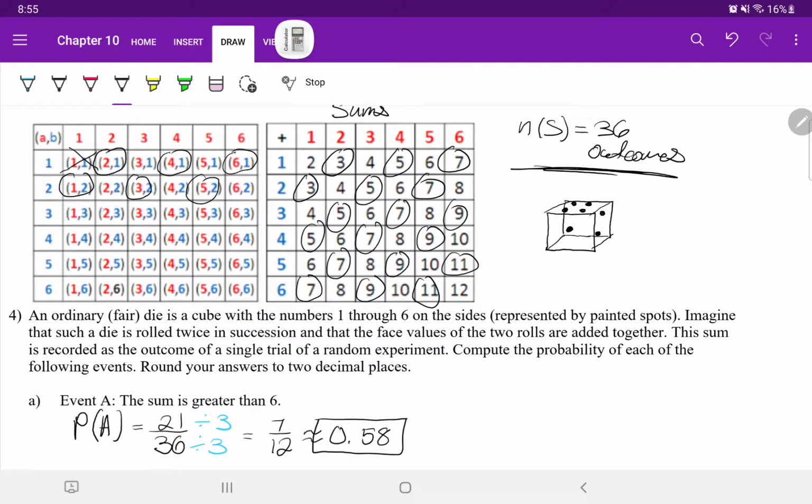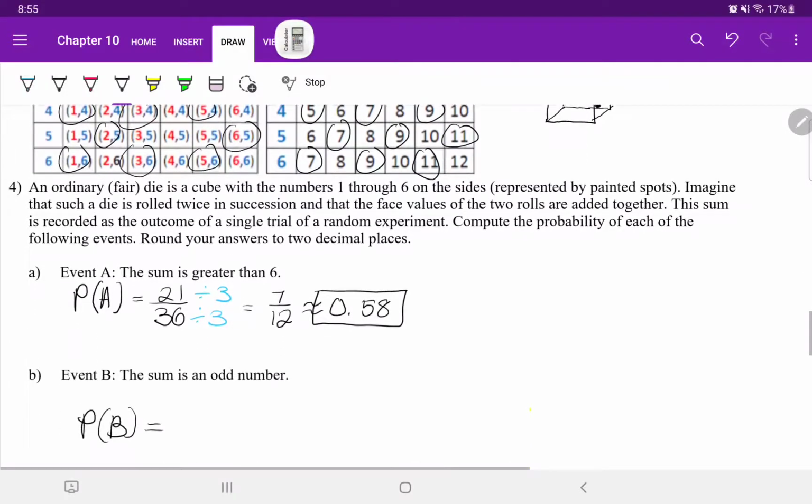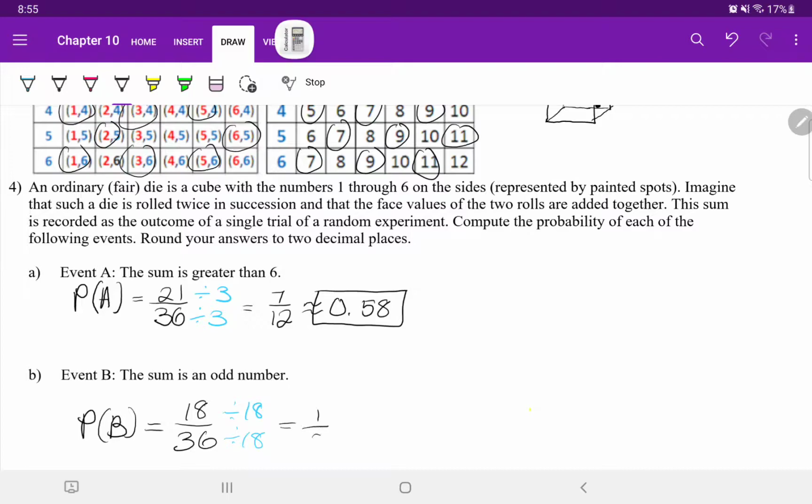When you continue the process, you're going to be circling 18 different options. So the probability of having an odd sum is going to be 18 out of 36. 18 odd sums out of 36 total options. And when I reduce that, I can divide the numerator and denominator by 18 because 18 and 36 are both divisible by 18. That's going to be 1/2, which equals 0.50.